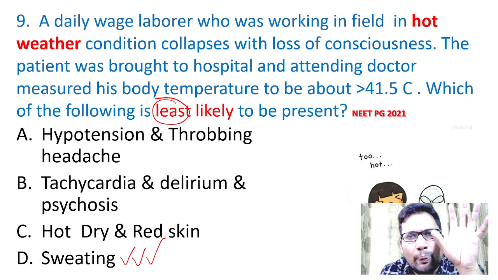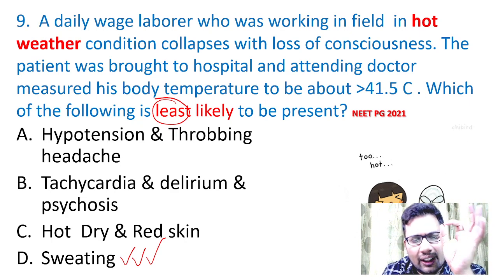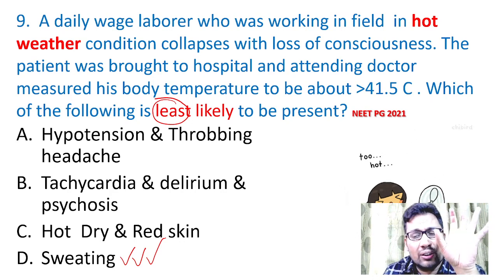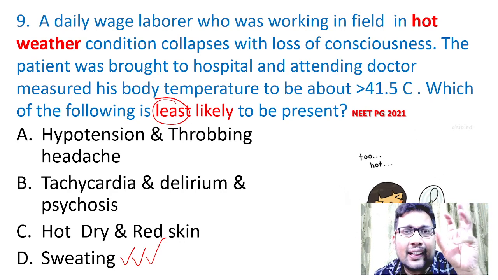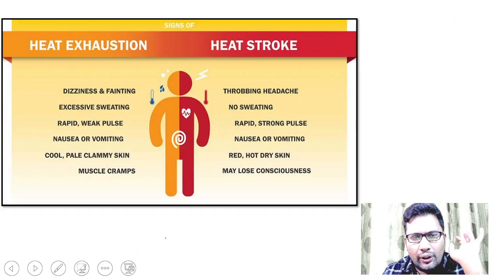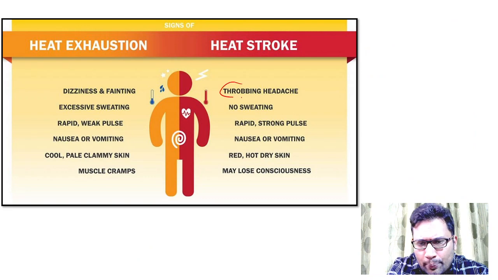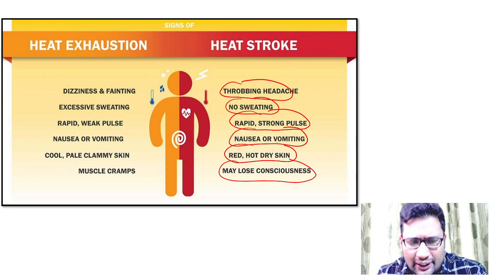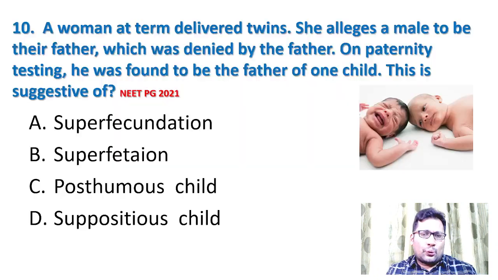There can be throbbing headache, tachycardia, delirium and psychosis also. Hot, dry, red skin is also seen. But sweating is absent in case of heat stroke. That is a well-known repeat. You can see here in heat stroke, throbbing headache is seen, no sweating, rapid strong pulse, nausea, vomiting, hot dry red skin, may lose consciousness. Sweating is present in heat exhaustion. So this is about heat stroke.